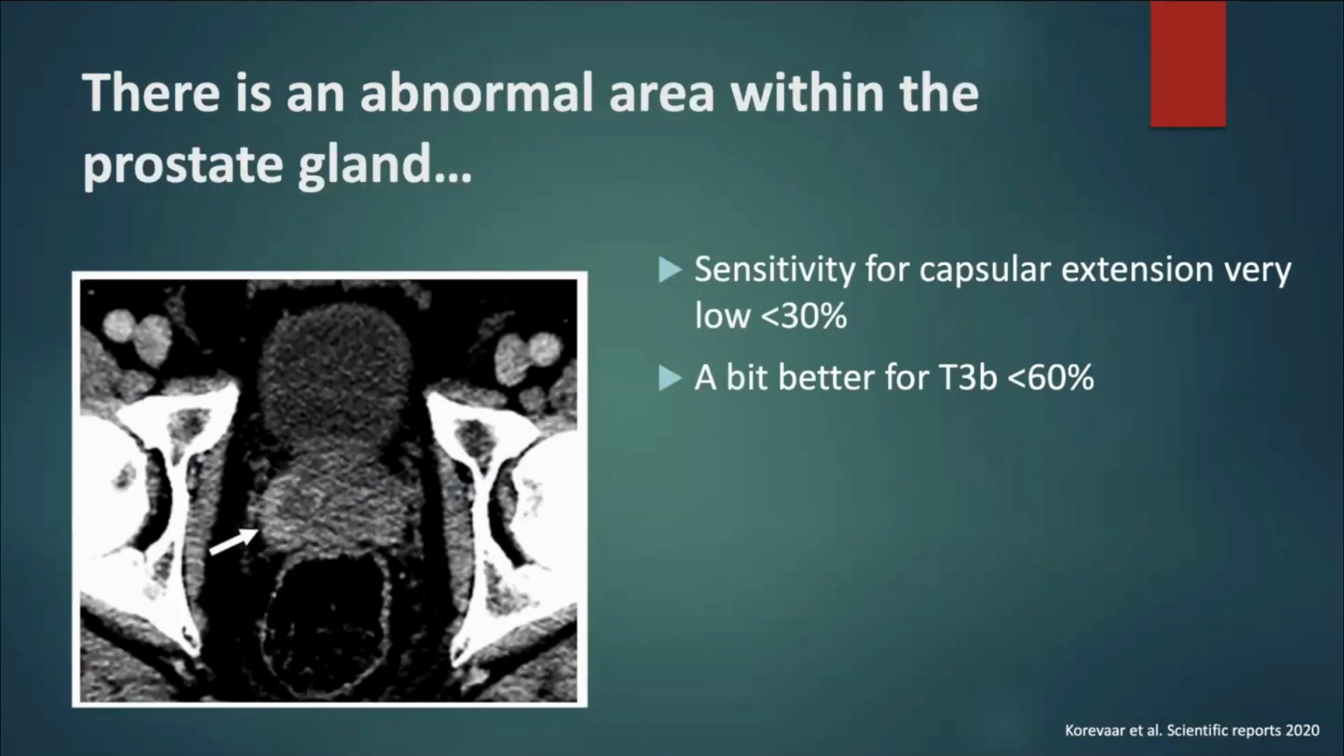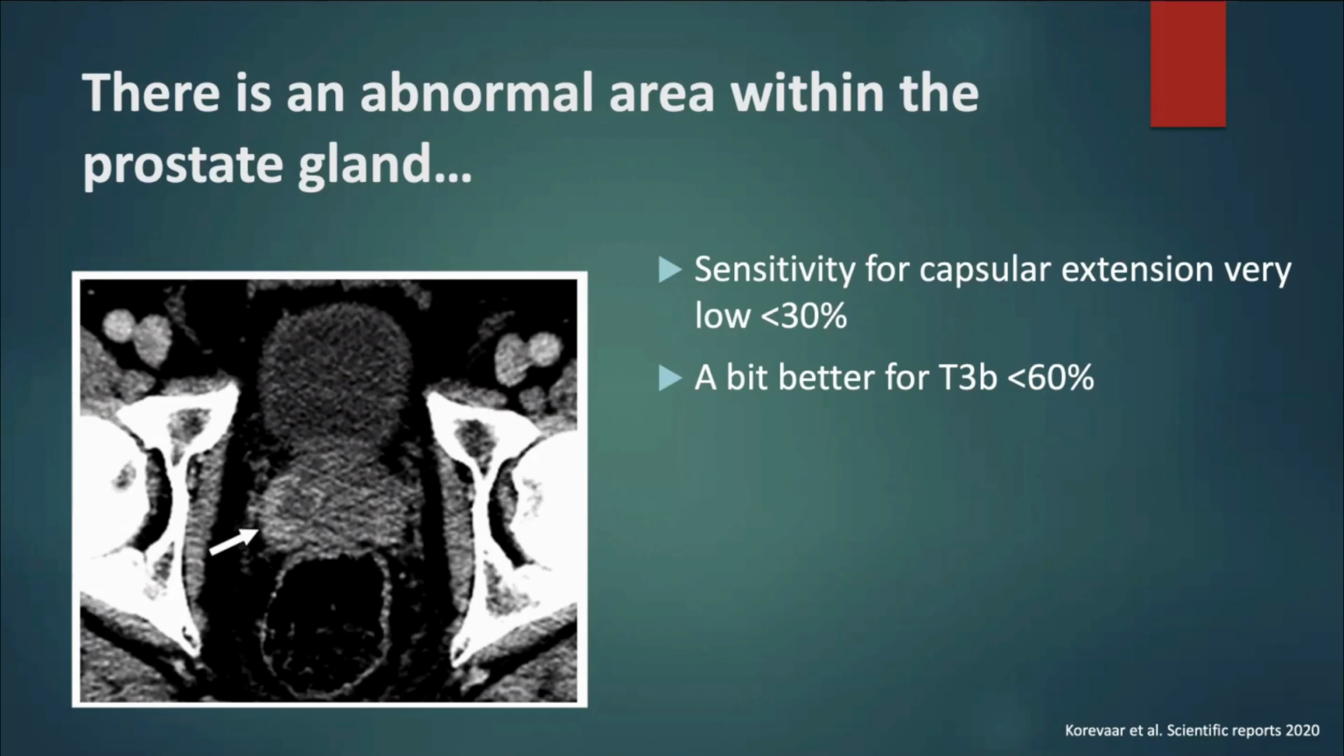Now, I'm sure everyone has read the CT report that says focal abnormality within the prostate gland, consult urology. But on this image, you can see that focal abnormality with the white arrow. So you can see that area of enhancement pointed out with the arrow.